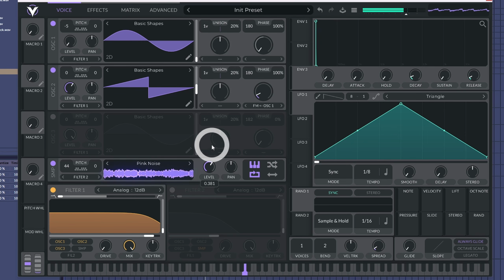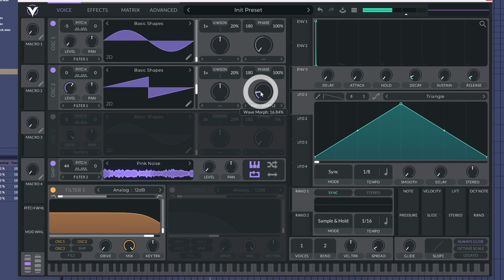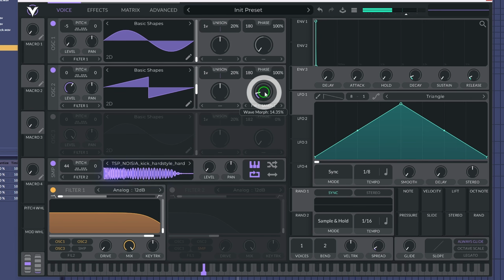Sounds cool mixed in, but what if we used that as our modulation source? I don't think you can call that texture boring. Hey, guess what else makes a good low-frequency modulation source? How about a kick drum? Let's have a play with that pitch.